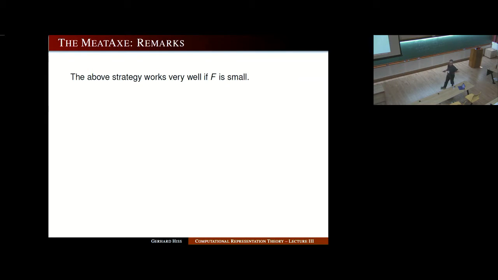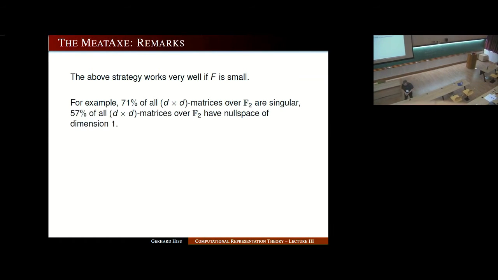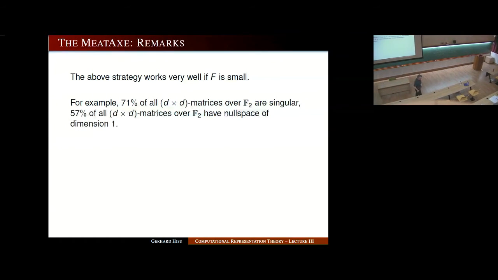So this strategy works well if F is small. For example, you have to find matrices of nullity 1, which are not invertible. Of course, if you do this over the real numbers, every matrix is invertible, so you will not be able to find anything. But over the field with two elements, 71% of all T by T matrices are invertible. So by a random search, you will find many of them.